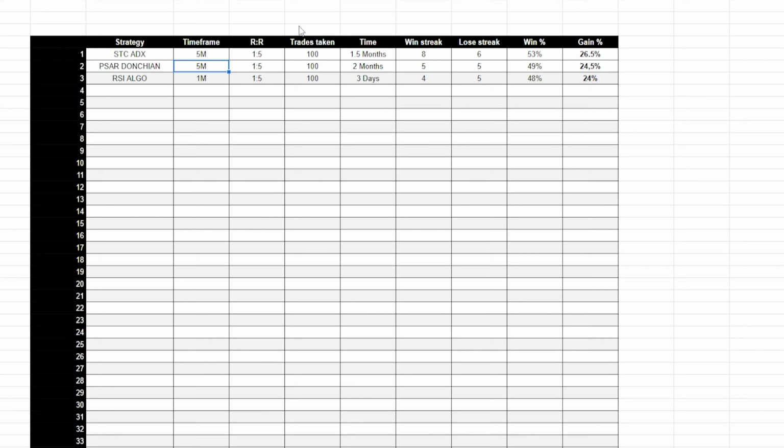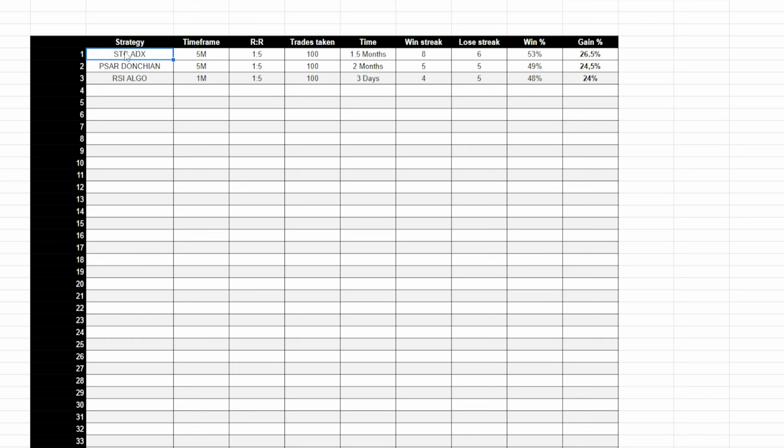So it's quite a decent strategy. It's this one. I've added it to my list. It was on a 5-minute time frame with the risk reward. We had a win rate of 49%, so that gives us a gain of 24.5% on our portfolio, which is not bad in 2 months.